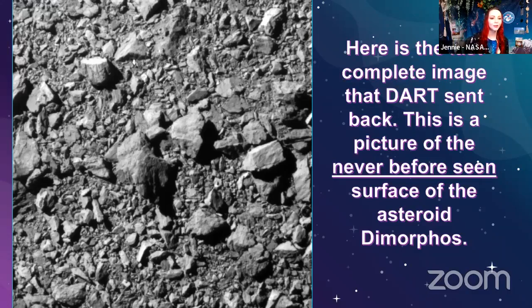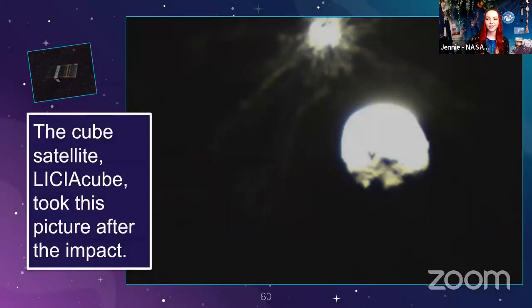So let's look at some pictures of what this crash looked like from other perspectives in space. Remember that little cube satellite, LICIACube? It took this picture after the impact. On the bottom, that's the big asteroid. On the top, with all of that dust and debris coming off of it, that's the asteroid that got crashed into. So you can see that when DART crashed into it, it sent up all of this dust and material off of that asteroid.